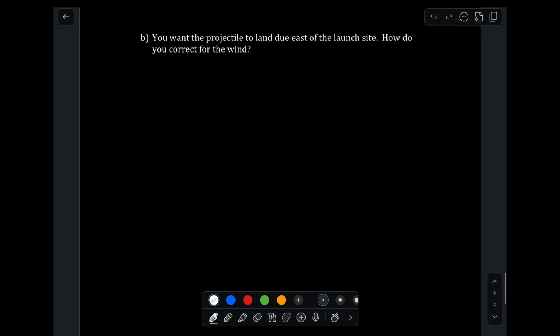And for part B right here, this is like an extra challenge. This is involving the addition and subtraction of vectors to solve for the course correction. I'm not going to be going over this in this video, but in the description I will post the solution to this problem, and if you want to, feel free to check your answer for that.